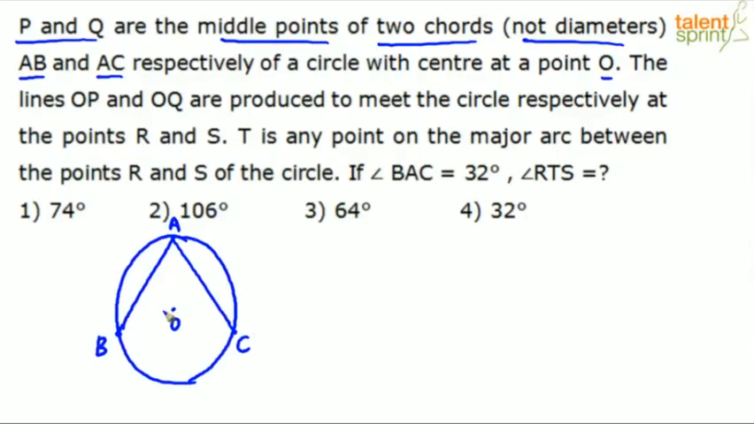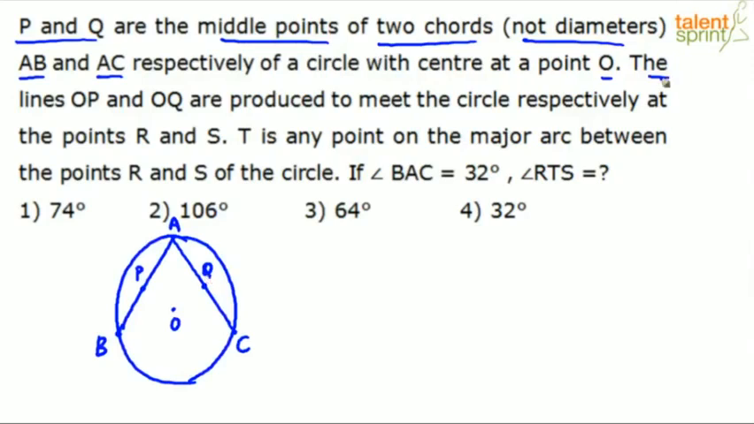P and Q are the two middle points. So let us say P is the middle point here. This is point P, and Q is the middle point of the chord AC. You getting it? Simple. So far, nothing complex, right? AB, AC are the two chords. P and Q are the middle points.